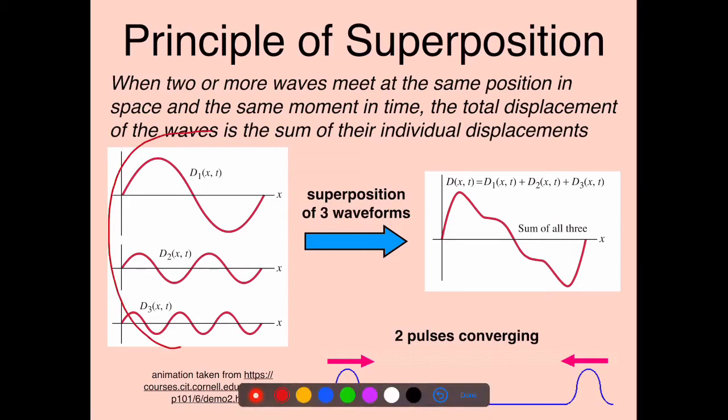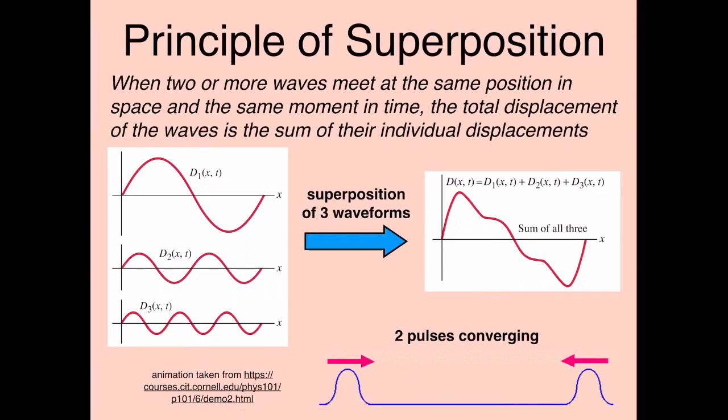Let's say we have these three waves here. And what you're seeing is the displacement plotted against x. And let's say those waves all meet at the same moment in time. Well, the principle of superposition is telling me that I can simply add the displacements together to get the total displacement. So here, at x equals 0, the displacement of my first wave is 0, the displacement of my second wave is 0, and the displacement of my third wave is also 0. So the sum of those displacements should be 0.